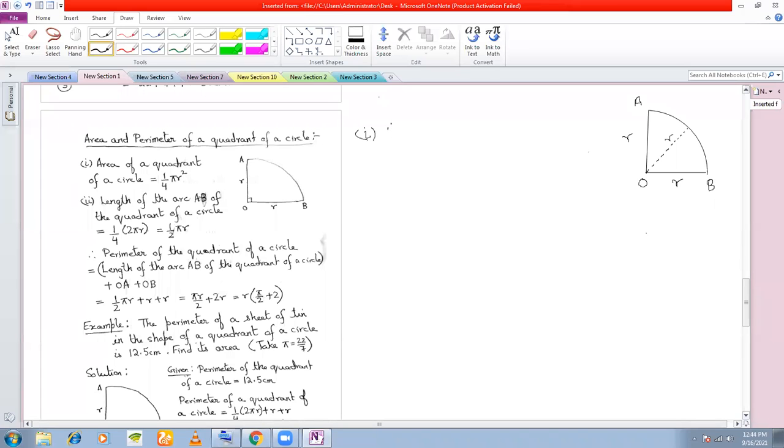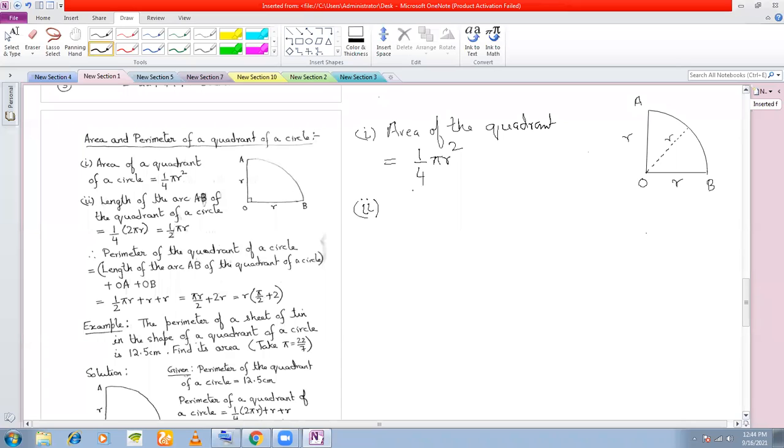Area of the quadrant is equal to 1/4 of the total area of the circle. 1/4 of what is the total area? Pi r square. Okay.